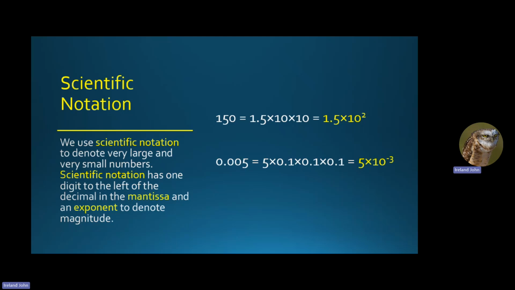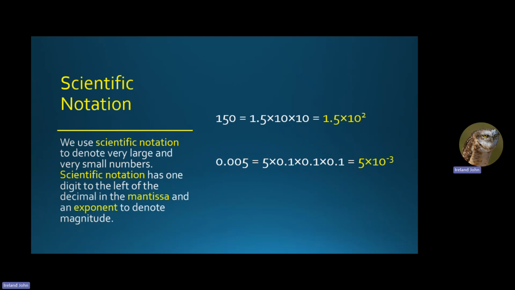Exponential notation doesn't really put any parameters on the structure of the mantissa. Scientific notation does. Scientific notation says that in order to be valid, the mantissa, so this value here, has to have one digit to the left of the decimal point, and only one non-zero digit to the left of the decimal point. So that value in front of the decimal point has to be 1 to 9, right?